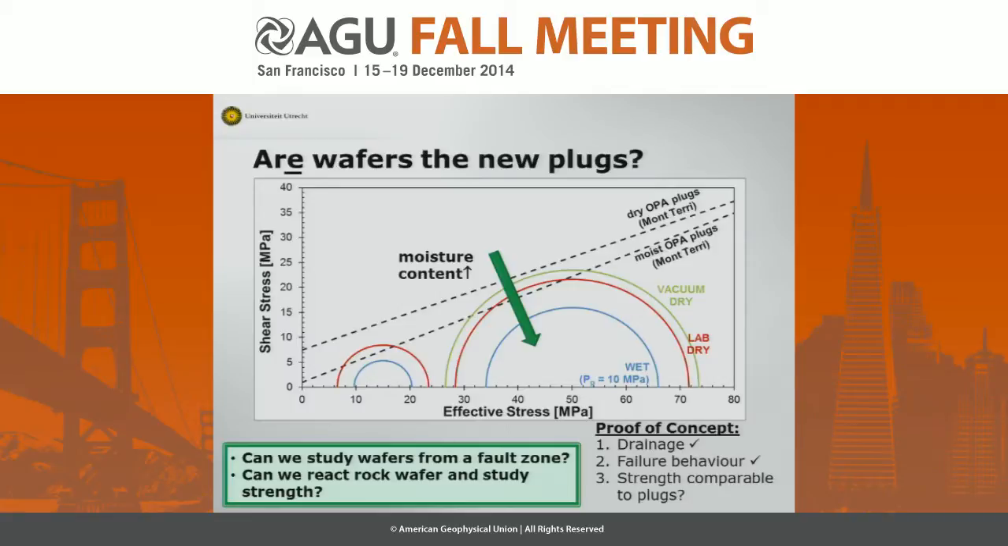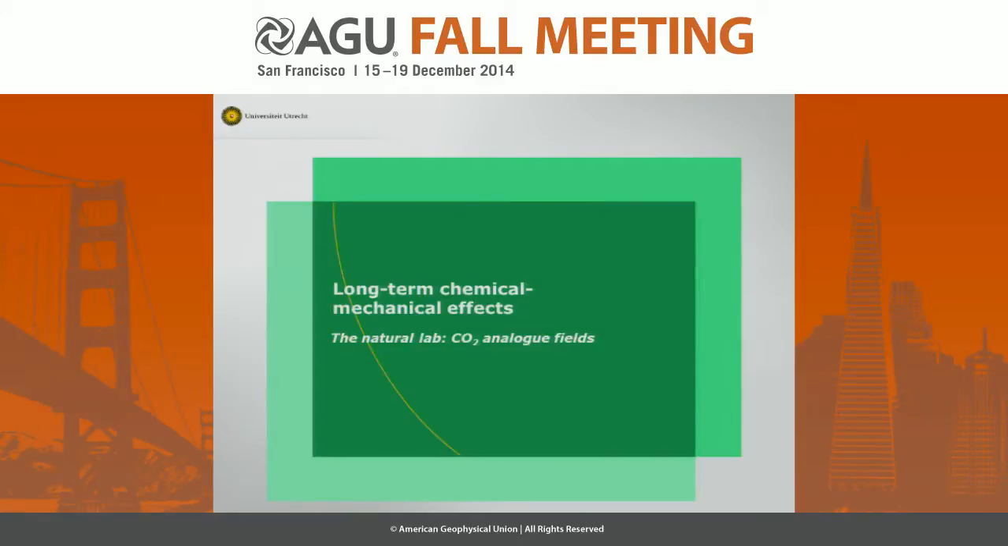So it's starting to look promising, even though we need to look into it a little bit more detail. But the question, once we get this to work, can we study wafers that are obtained from a real fault zone, so that have like a fracture already in the middle? Or can we react rock wafers with CO₂ and then study the strength afterwards? Because now that's still really difficult because the reaction times take so long and also the penetration is very slow.